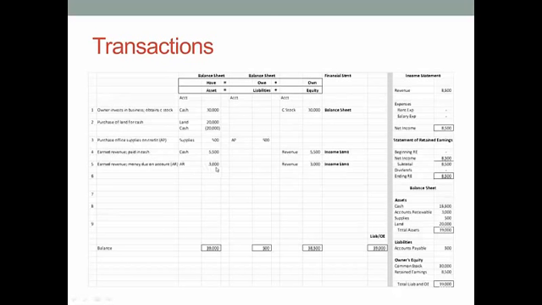This is an asset because it's something that we have as a value and will benefit future periods. So the asset, accounts receivable, went up by $3,000. Also, our revenue went up by $3,000, and it affected the income statement. Remember, only two items are on the income statement, revenue and expenses.